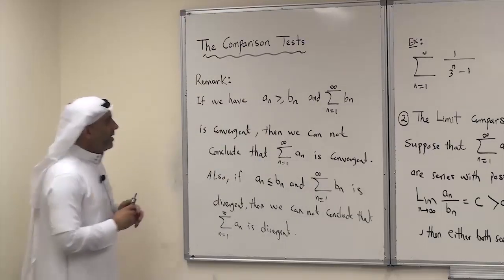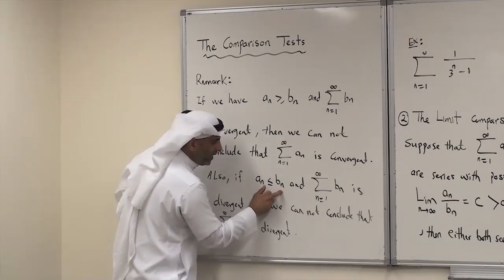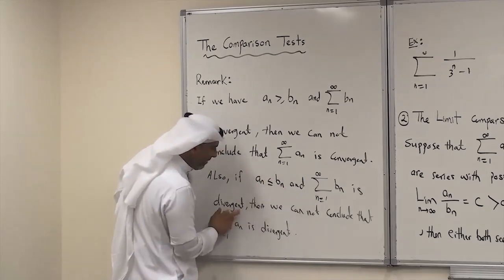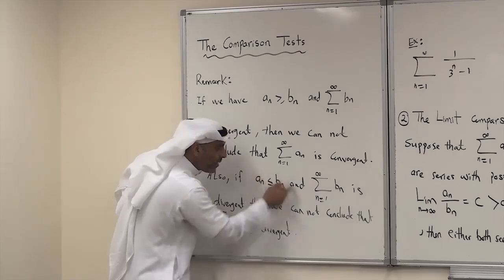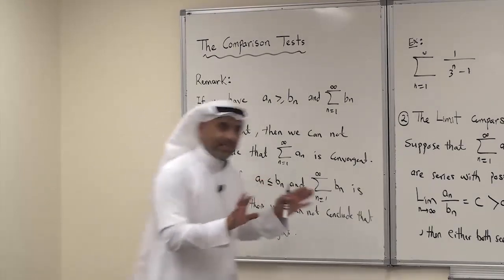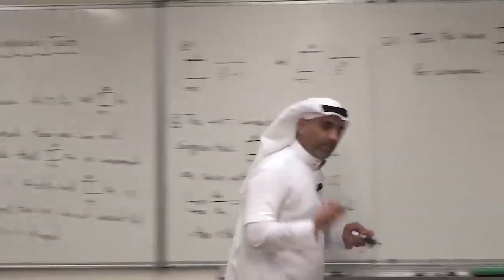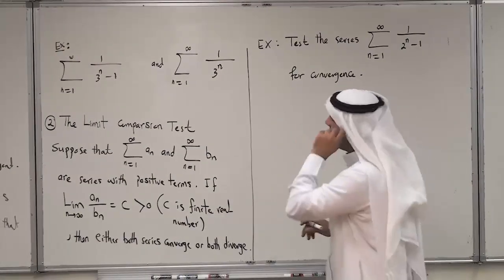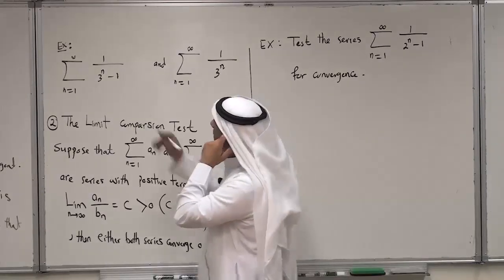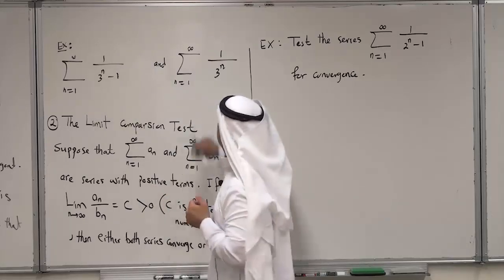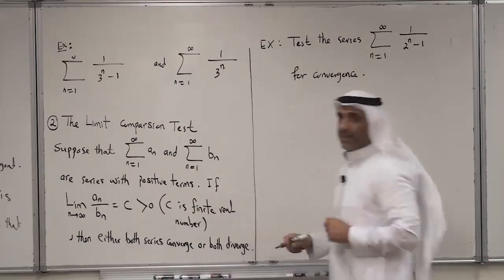The second one: if a_n is less than or equal to b_n, so b_n is the larger one, and the larger one is divergent, you cannot say anything about the smaller one. You cannot say the smaller one is divergent. To clarify this, let us look at this specific exercise here. Assume someone needs to compare 1 over 3 to the n minus 1 with 1 over 3 to the n.